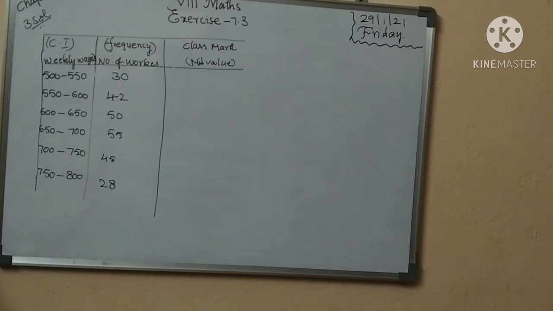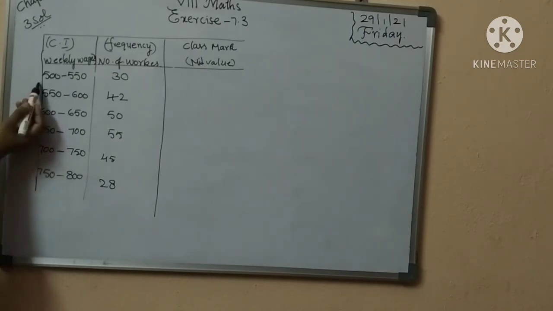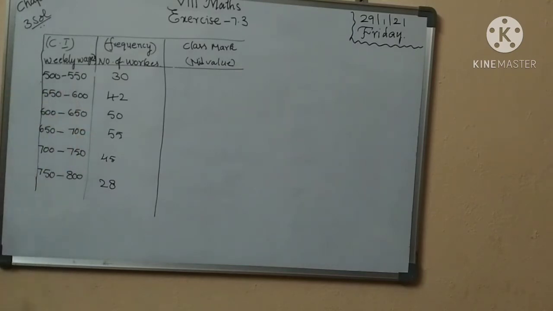So how to take the class mark or mid value? Because we have to draw the diagram, the histogram graph, we have to take the mid values. Okay children, how to take the class mark or mid value? It is the average of a class interval. The average of each and every class interval is called a class mark. Did you understand, children? Lower boundary plus upper boundary by 2.